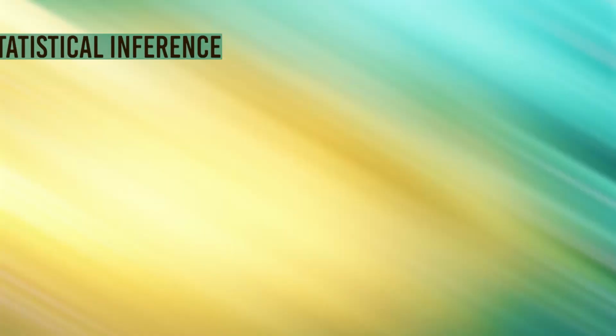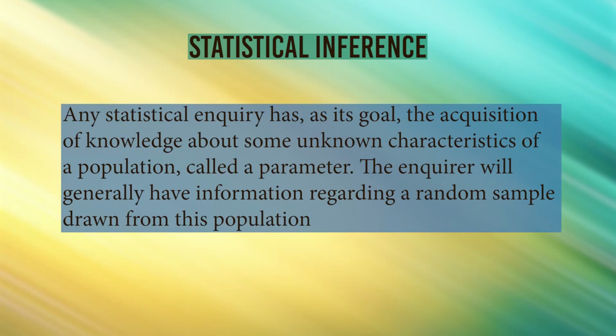Immediately after sampling distribution, what we study is statistical inference, which is the key topic of statistics. Actually, we study statistics because we want to infer the unknown nature of the population from the known nature of the sample. Any statistical inquiry has as its goal the acquisition of knowledge about some unknown characteristics of a population, which we call a parameter. It may be population mean, it may be population variance, it may be some other characteristic of the population.